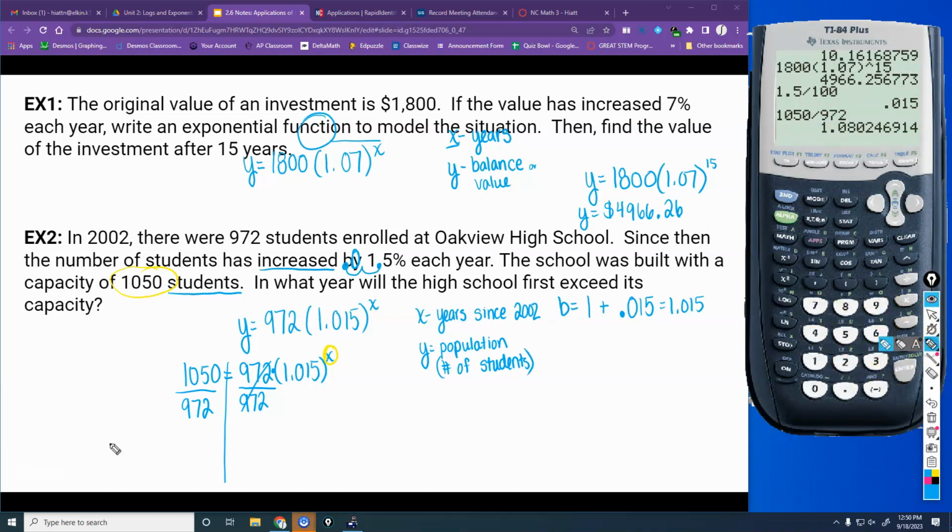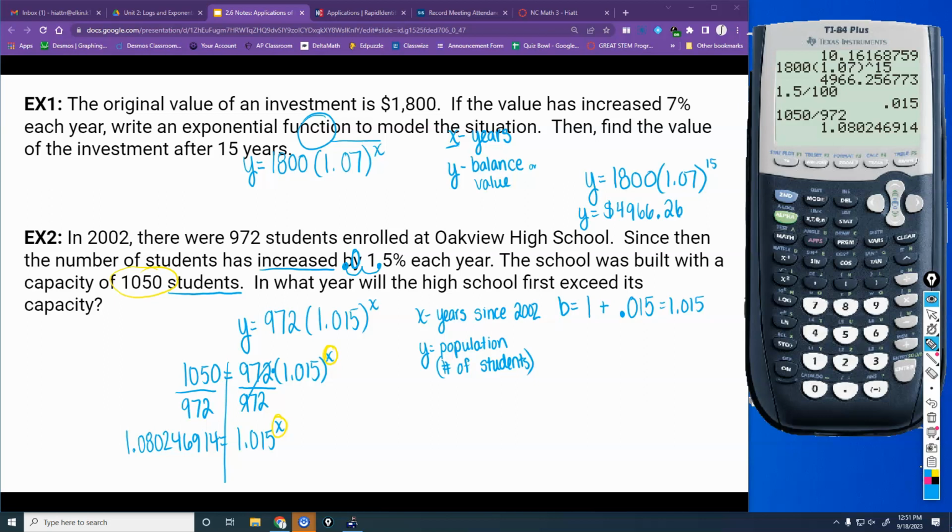So I've got 1.080246914 equal to 1.015 to the x power. I would not round on these because if you round, the error is going to grow exponentially just like the equation grows exponentially. So if we're plugging in bigger numbers, it's going to be way off sometimes. So I would not round. Now what should I do?